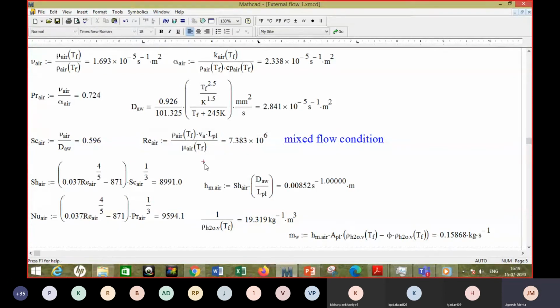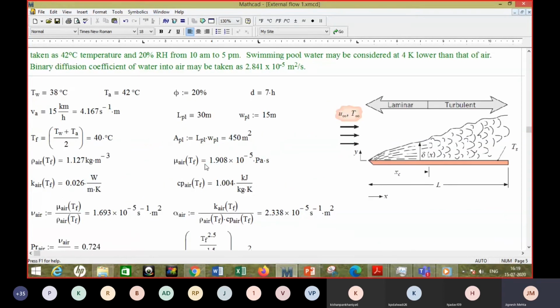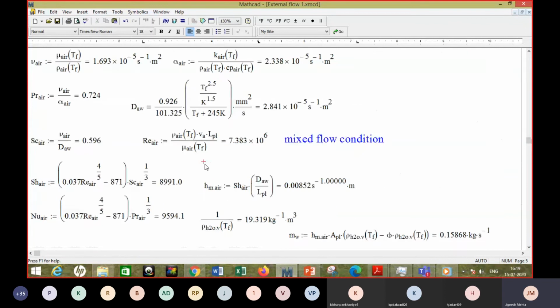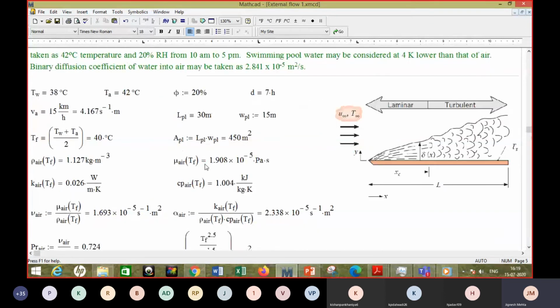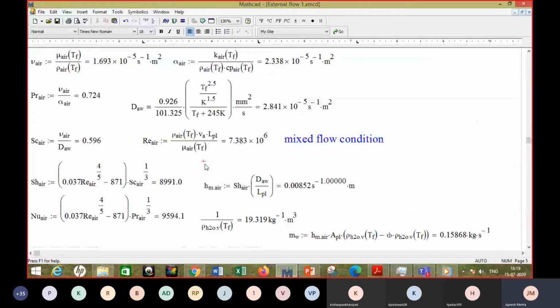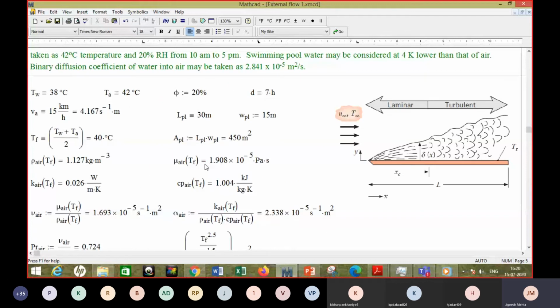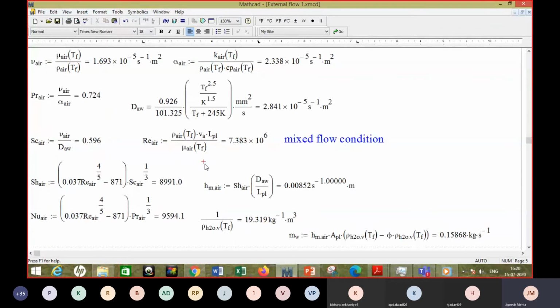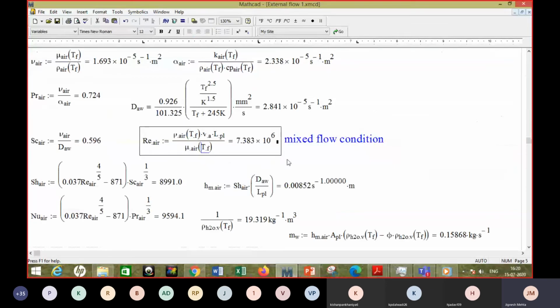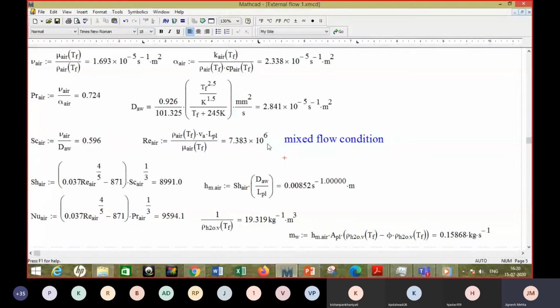So rho v L upon mu, right? I hope I have put the correct values for the Reynolds number and you get the same number, right? So rho is this rho air at TF, V is small v here, and L of the pool is the length of the pool, which is 30 meters, divided by mu of air at TF, that is 40 degrees. So what you get is 7.383 into 10 raised to 6. This is more than 5 into 10 raised to 5. So it's a mixed flow condition.